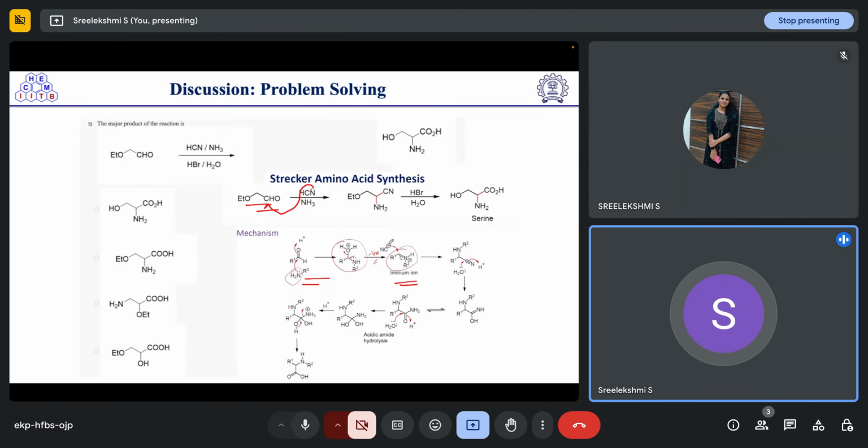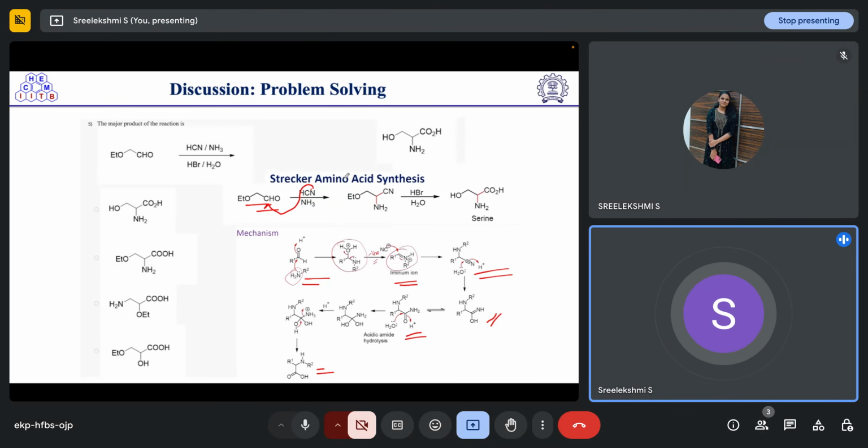Then again this CN minus will be attacking over this iminium carbon center, and this positive charge on this nitrogen will be stabilized. Then again water molecule will attack over this carbon center, and this bond will shift over here to form this intermediate imidine, maybe we can say, and that can be tautomerized into this amide form. So again water molecule is attacking, and this elimination will be resulting in the formation of this amino acid. So this is known as Strecker amino acid synthesis.